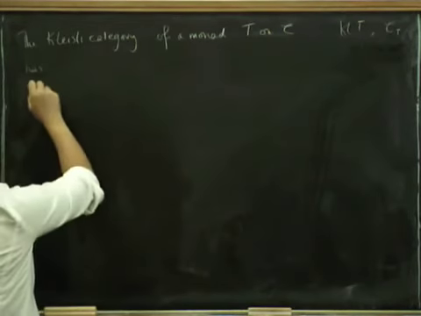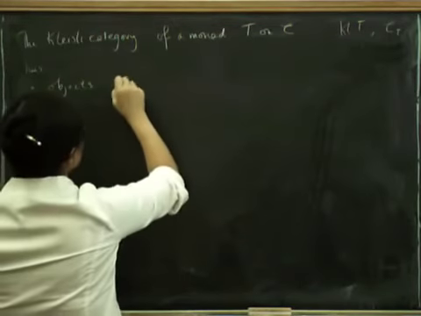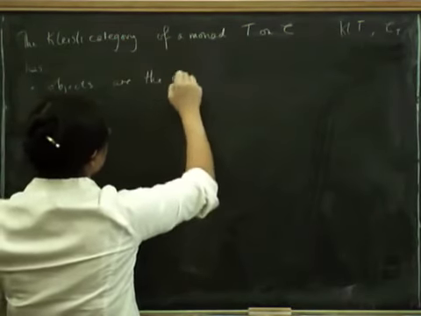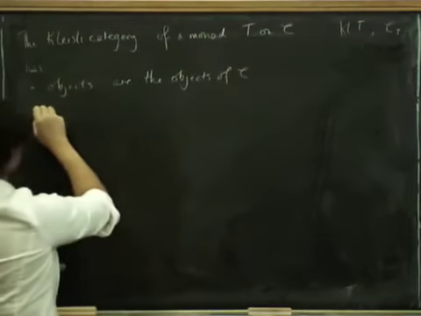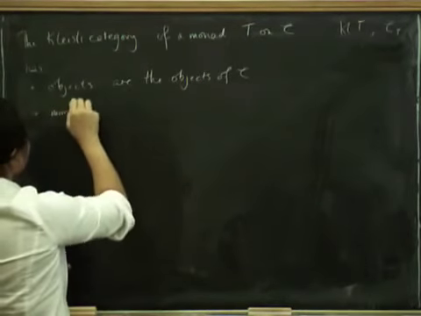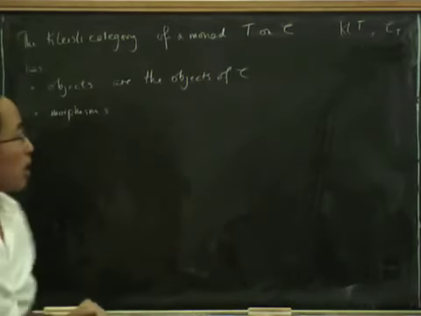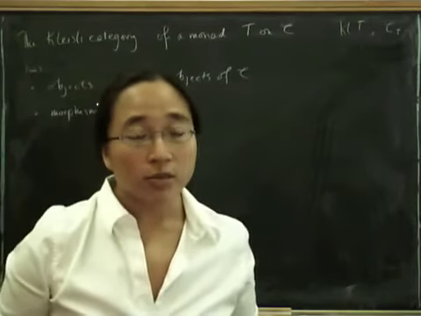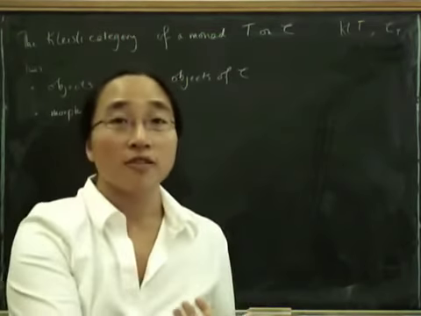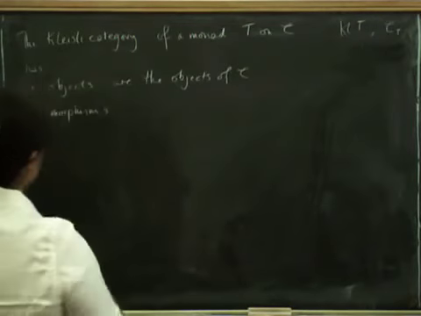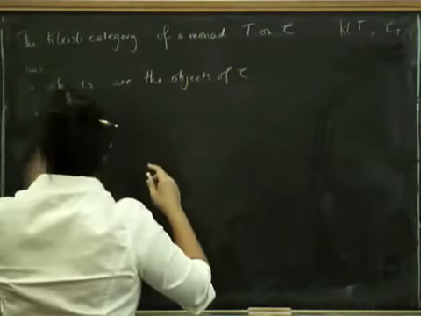Okay, so what are the objects of this category? Well, the objects are in fact just the same as the objects of C. What are the morphisms? Well, the morphisms are obviously going to be a bit more exciting. For the Eilenberg-Moore category, it was a little bit more complicated to find the objects and very much less complicated to find the morphisms. This time it's the other way around. This is sort of one of those conservation of complicatedness things. The complicatedness has to be somewhere.